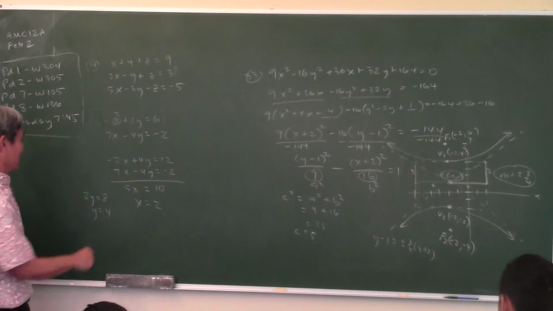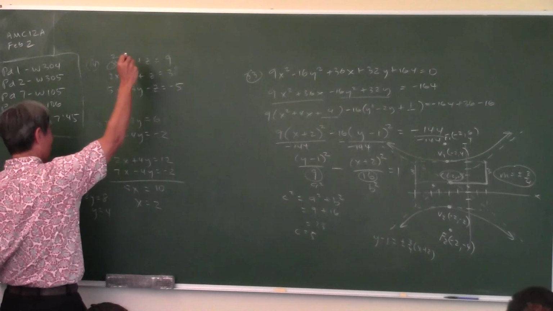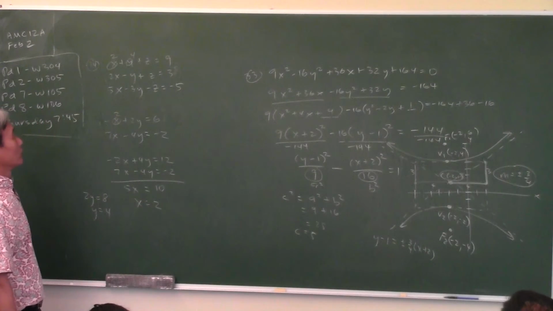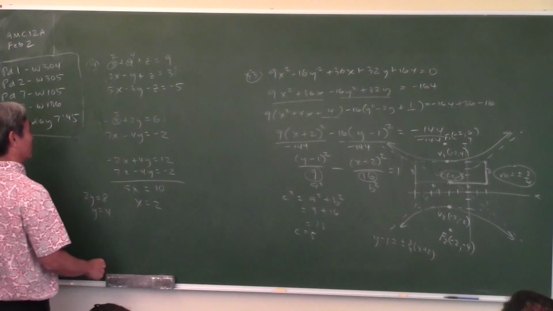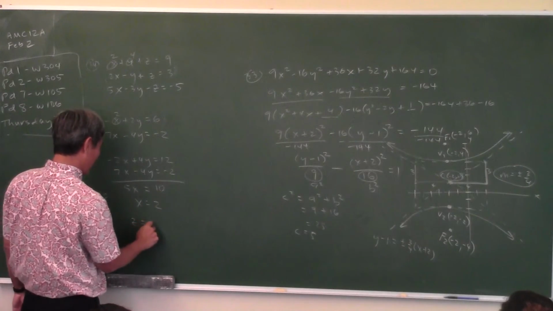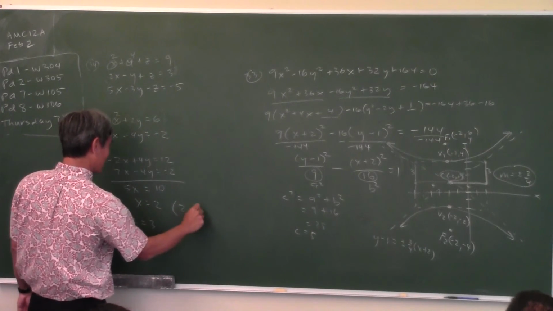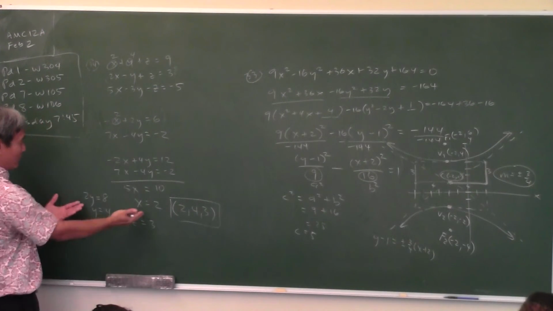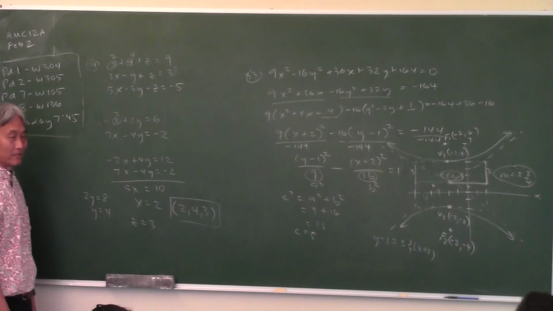Probably the top one, yeah? So if x is 2 and y is 4, what does z have to be? 2 plus 4 plus 1 equals 9. Come on. 3. z equals 3. And then remember, write your answer like this, yeah? Although if you just wrote it like that, I would probably give you full credit. You did.